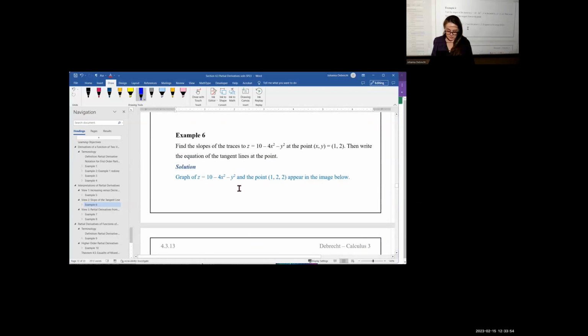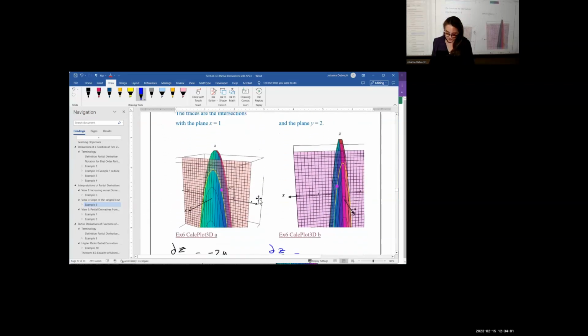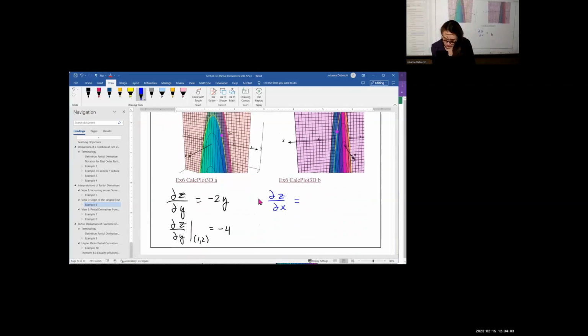Maybe this will be a better viewpoint. Yes, Ian is correct, negative 8x. All right. So we have negative 8x. And then the next thing we want to do is plug in our point, which is 1, 2, 2, or 1, 2 from the domain, which would give me negative 8. So the slope of the tangent line at that point, holding y constant, is going to be negative 8.